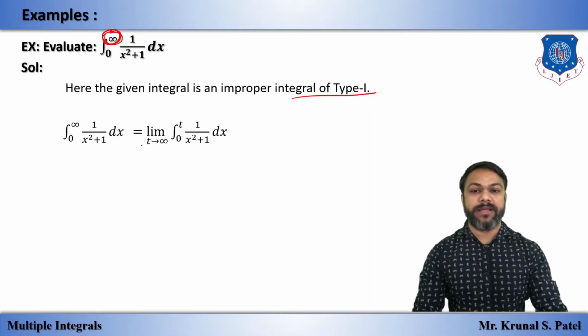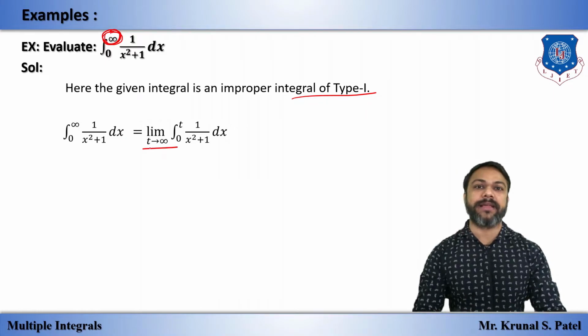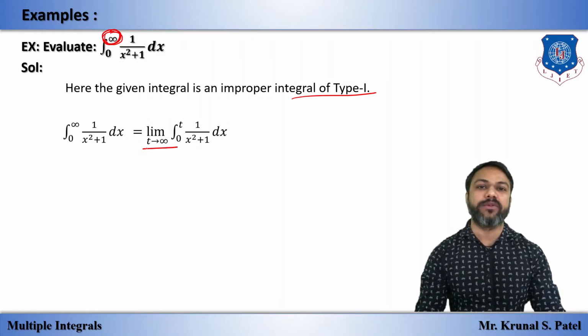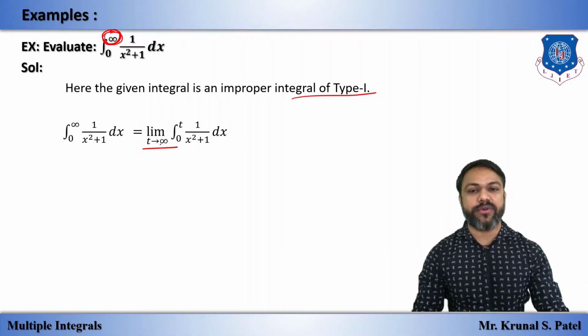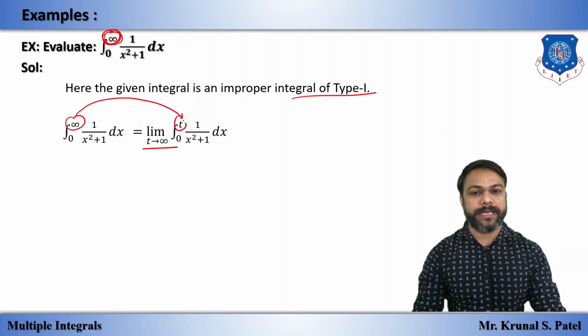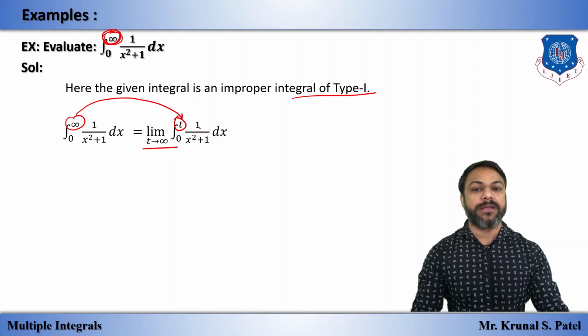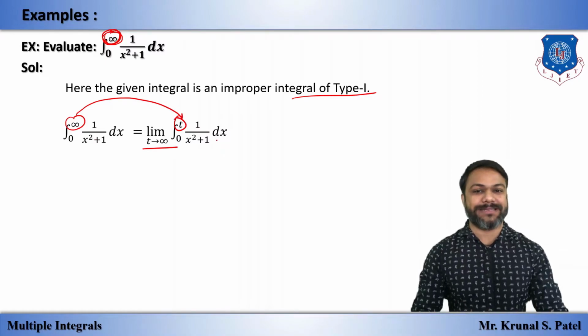So we have limit t tends to infinity. I am just taking t here, as I told you, you can use A, B, C, D, any alphabet. So I am taking t, for t tends to infinity. So this infinity becomes t, and the rest of everything is as it is.